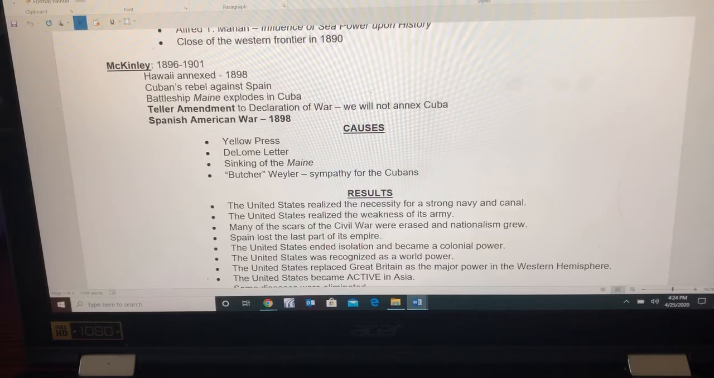So there are a couple of things that the U.S. does to help Cuba. First off, we're going to do the Teller Amendment, that we are going to declare war against Spain, but we ensure we're not annexing Cuba. This little war happens in a year. It's a real quick war.